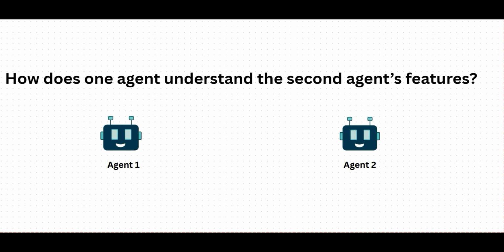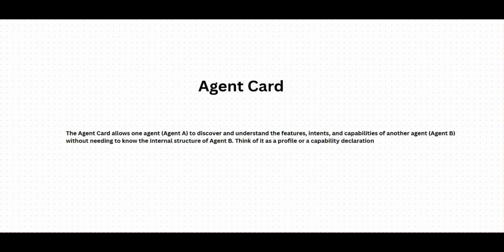So the next question is, how can one agent understand the features or the capabilities of another agent? This is achieved using the concept called agent card. An agent card allows one agent, let's say agent A, to discover and understand the features, intent, and capabilities of another agent, for example agent B, without needing to know agent B's internal structure. So you can think of agent card as a kind of profile or capability declaration. So how does it work?